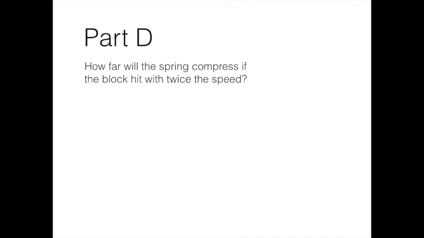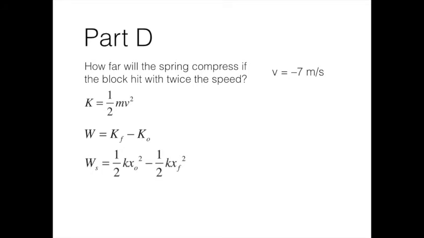Part D. How far will the spring compress if the block hit with twice the speed? Twice the speed is negative 7 meters per second, so that's what we're going to use for our velocity. We're going to be using the kinetic energy equation again. Also, the work changing kinetic energy, and the spring equation for work. We know the mass is 0.25 kilograms, velocity is negative 7 meters per second, so square the velocity, multiply it by the mass, and divide by 2, and you'll get that the kinetic energy is 6.1 joules.